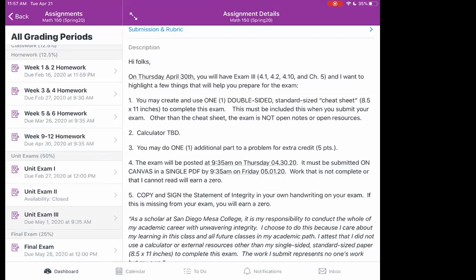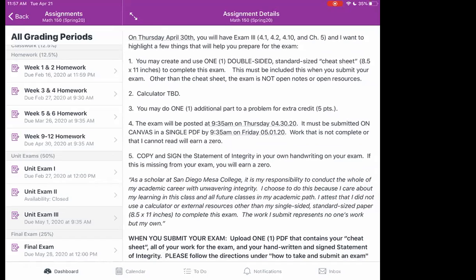And like I said earlier, the exam will be posted Thursday morning, and you need to submit it on Canvas in a single PDF by Friday at 9:35. If you turn in work that's not complete, or I can't read it, or you email me your assignment because you didn't do it on Canvas, that's a no-go. All right, so you need to figure out before next Thursday, or really next Friday, how to do that.